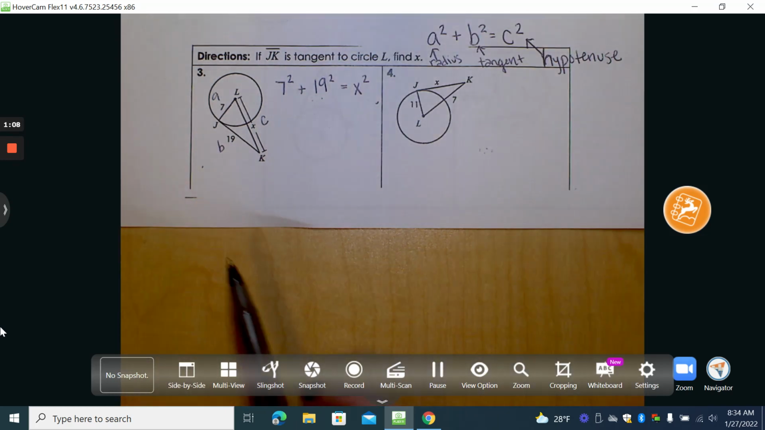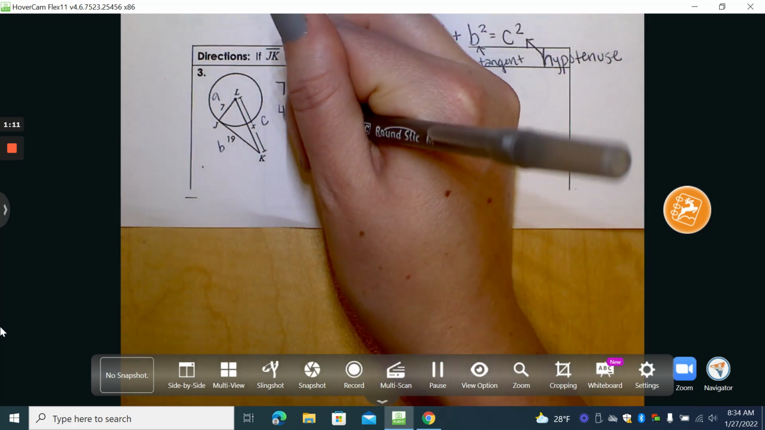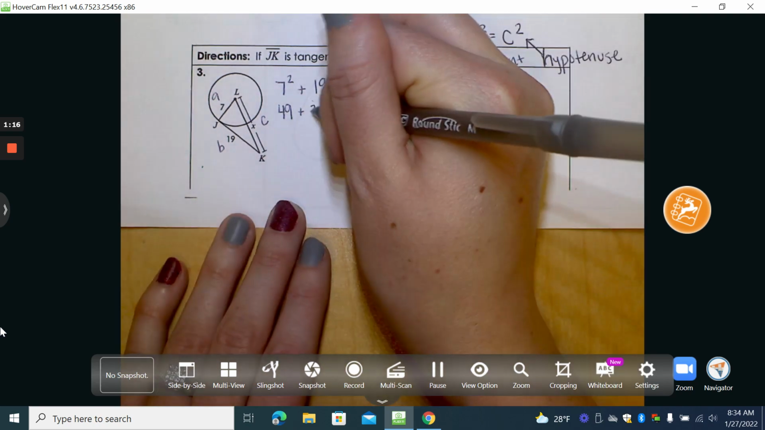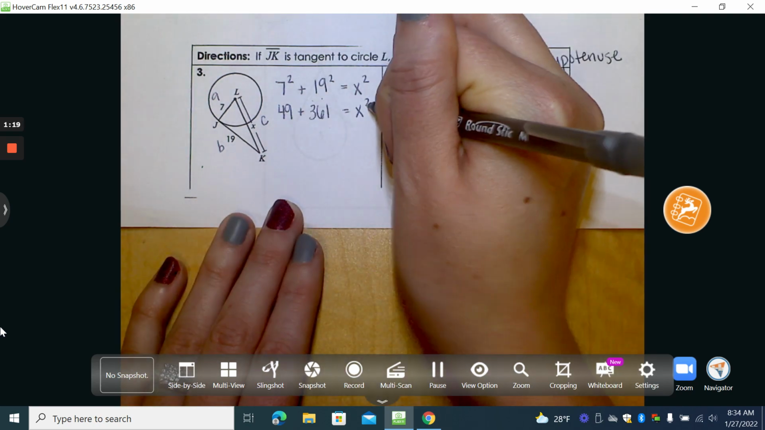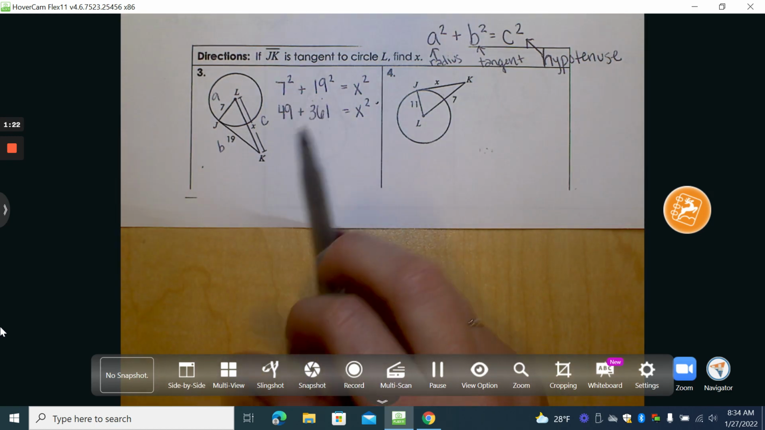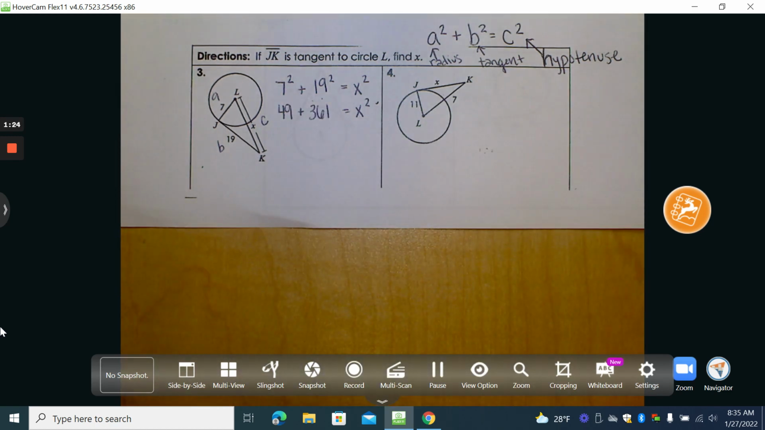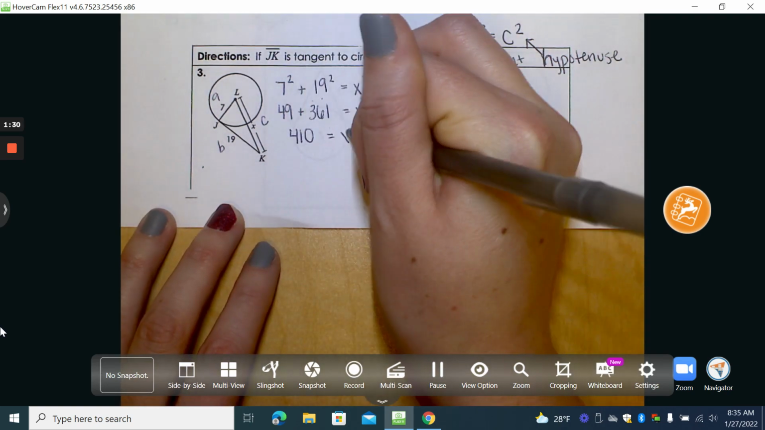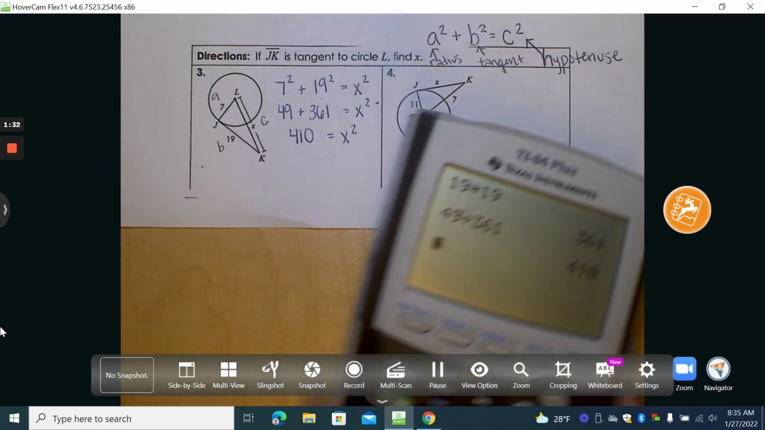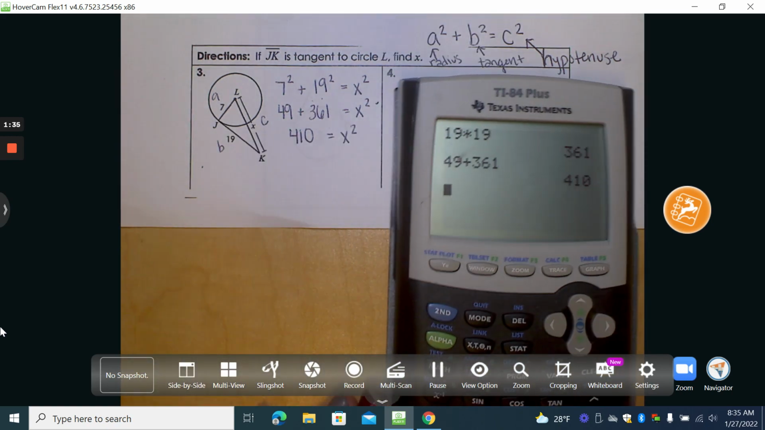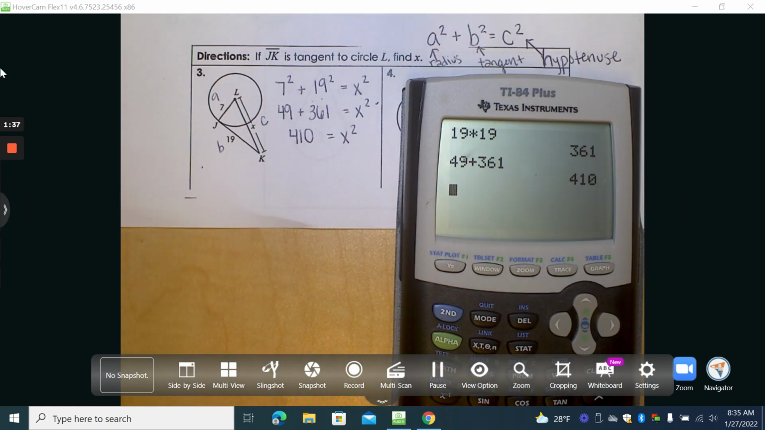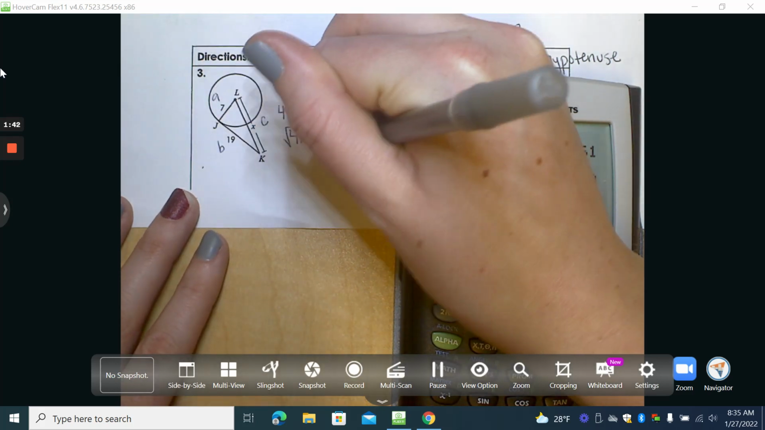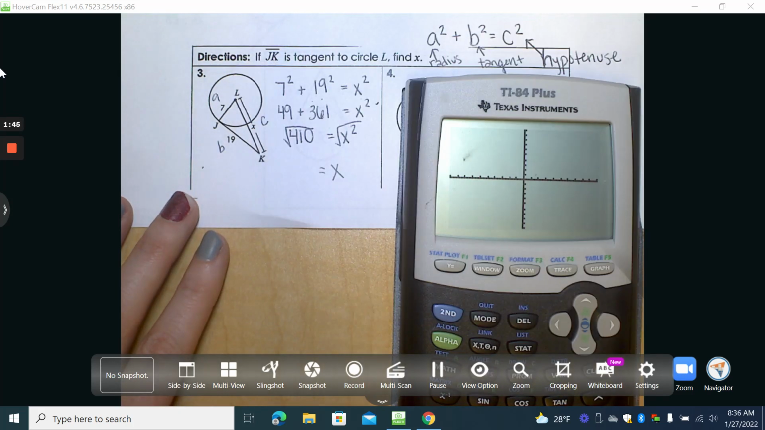We've done these definitely plenty of times before. 7 times 7 is 49. 19 times 19 is 361. And since these are both on the same side of the equal sign, I can just add them together. 49 plus 361 is 410. Now, my last step on this, sorry, I should have been showing this the whole time. My last step on this is going to be to take the square root. And we have to take the square root of 410 in order to solve for x.